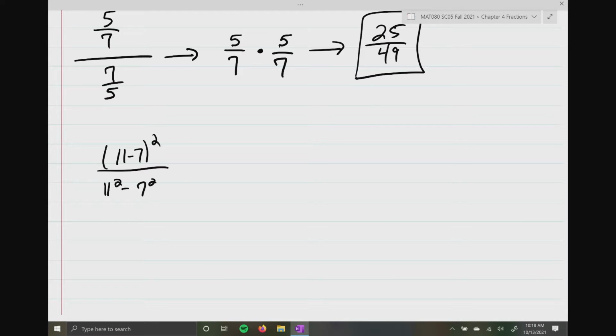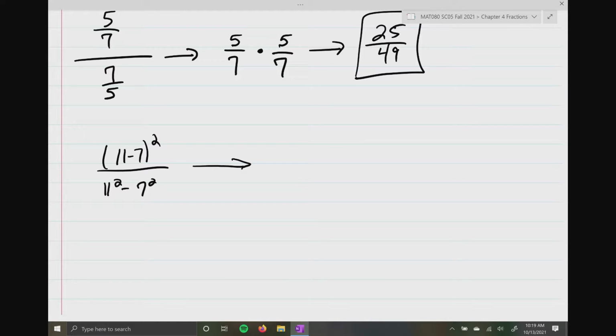So we have the quantity 11 minus 7 squared divided by 11 squared minus 7 squared. Okay? If you take a step back and look at this problem, you've got a fraction. The numerator looks a little complicated, and so does the denominator. But if you really think about it, you just have a numerator and a denominator. Let's simplify that. Let's only focus on the numerator.